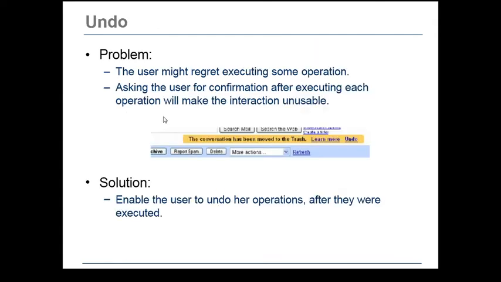Then undo. So what is the problem with undo? The user might regret executing some operation. Asking the user for confirmation after executing each operation will make the interaction unusable. So what is the solution for that? Enable the user to undo their operation after it was executed.